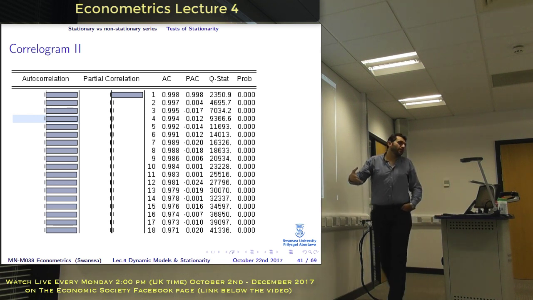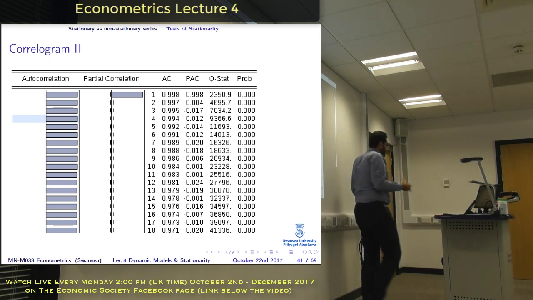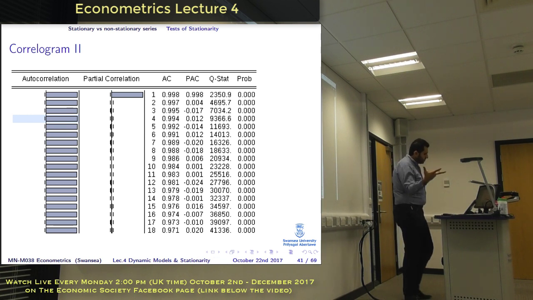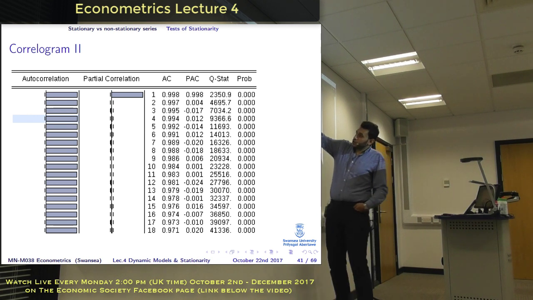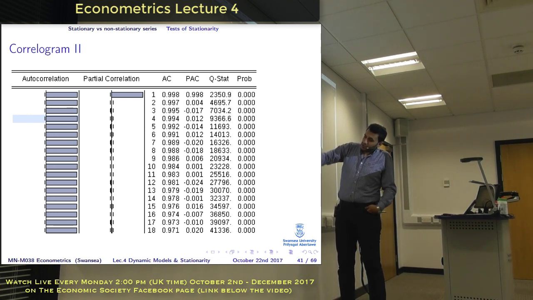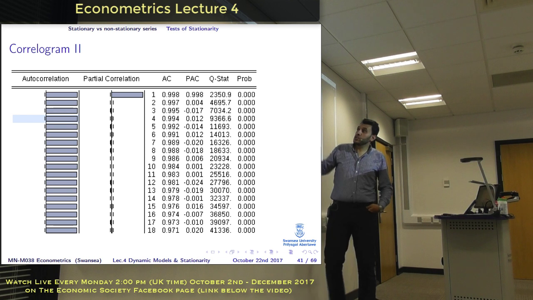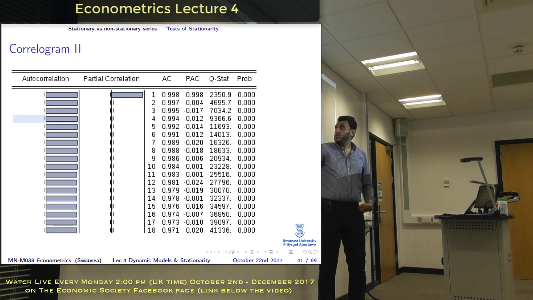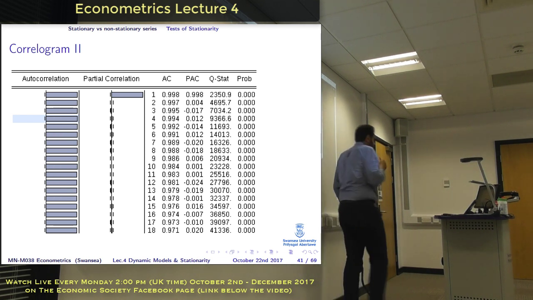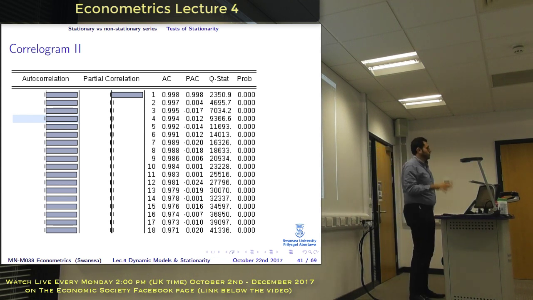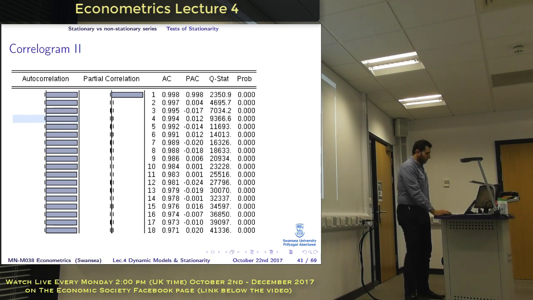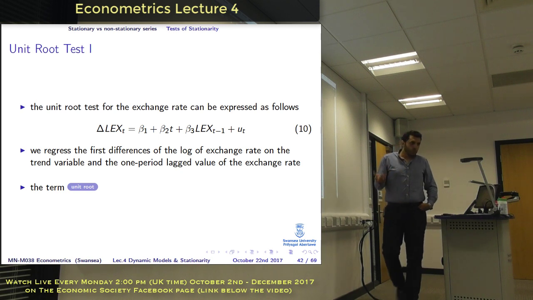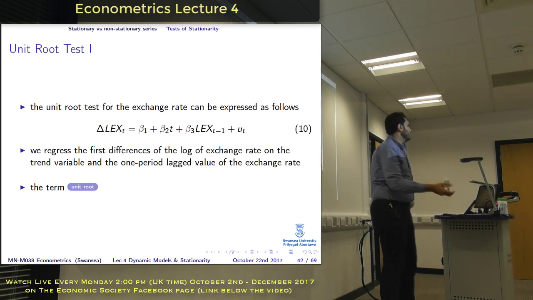So this is just another way to analyze your data. You could graph your data, you could look at the correlogram, and as I said, this is an indication. If you look at these numbers here, they just don't go down very quickly. It is very, very slow. And this tells you that this data is non-stationary.